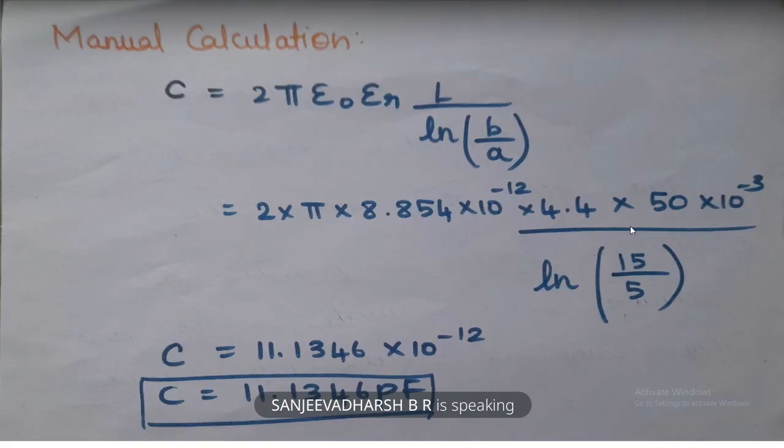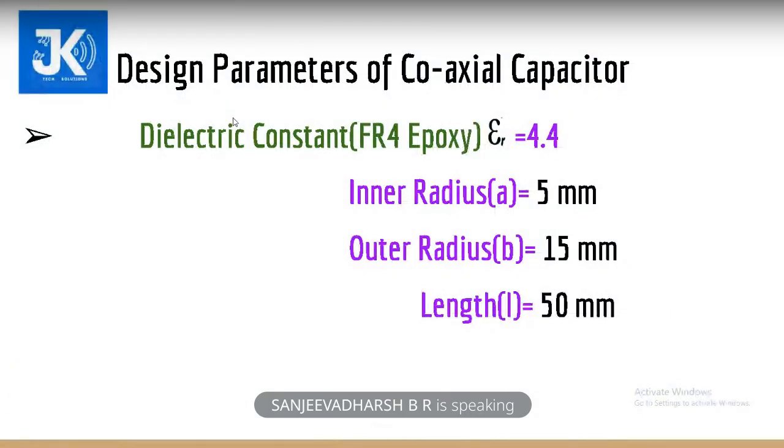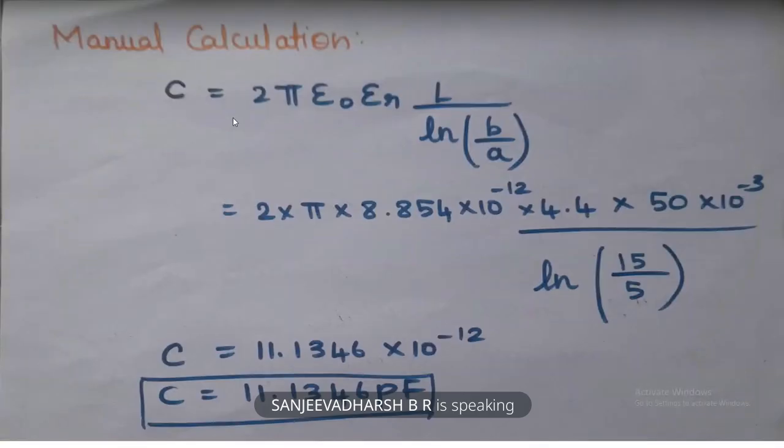This is the manual calculation. As we all know, C equal to 2 pi epsilon naught epsilon R L, where L is the length, divided by ln of B by A. I have substituted the design parameter values in this formula. After substituting all these values, I have got the capacitance value as 11.1346 into 10 power minus 12 farad, which is equal to 11.1346 picofarad. This is the capacitance value we have got manually.